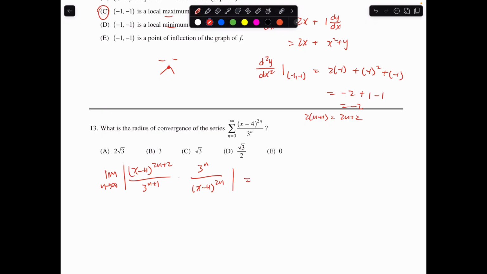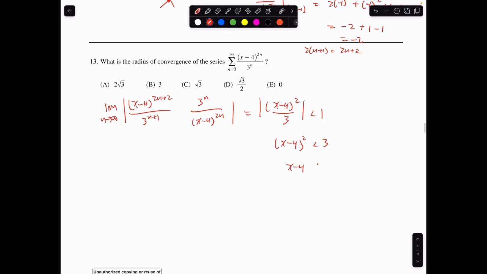So now that is equal to something over 3. It's just (x minus 4) squared over 3. And in order for it to converge, it has to be less than 1. So then my x minus 4, well, the absolute value, (x minus 4) squared has to be less than 3. So then my x minus 4 has to be less than root 3. So then my radius of convergence is root 3.